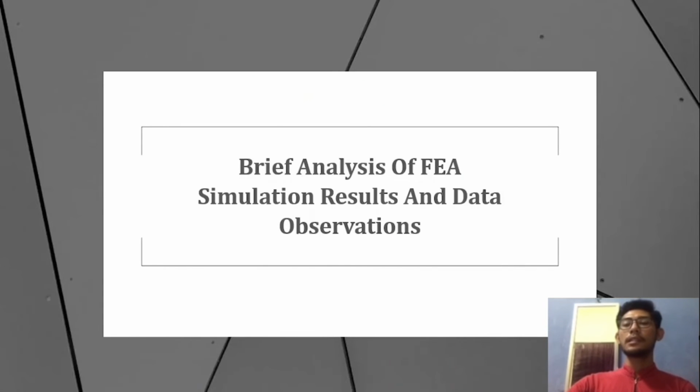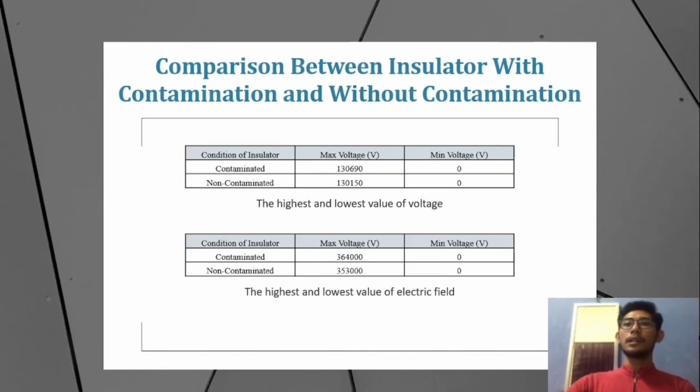Next, a brief analysis of the FEA simulation results and data observation. For the condition of the contaminated insulator, the maximum voltage is 130,690 volts, and the minimum voltage is 0. For the non-contaminated, the maximum voltage is 130,150 volts with a minimum of 0 volts.